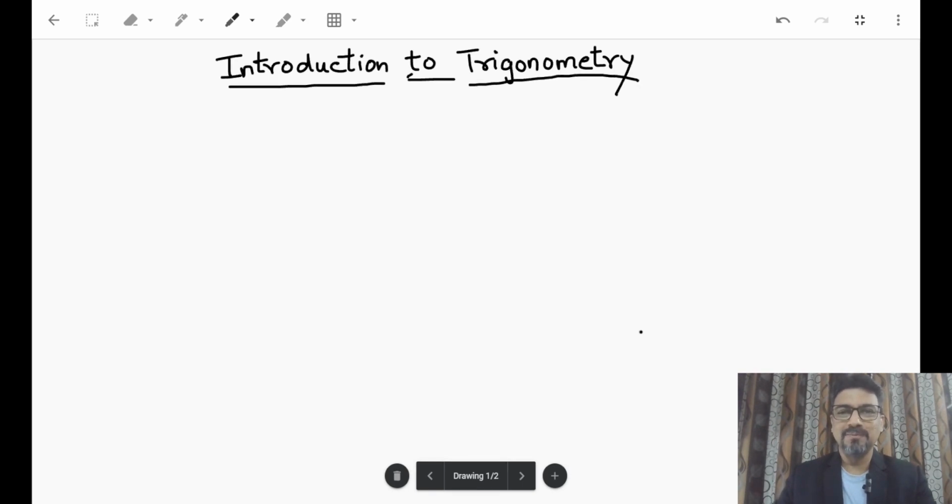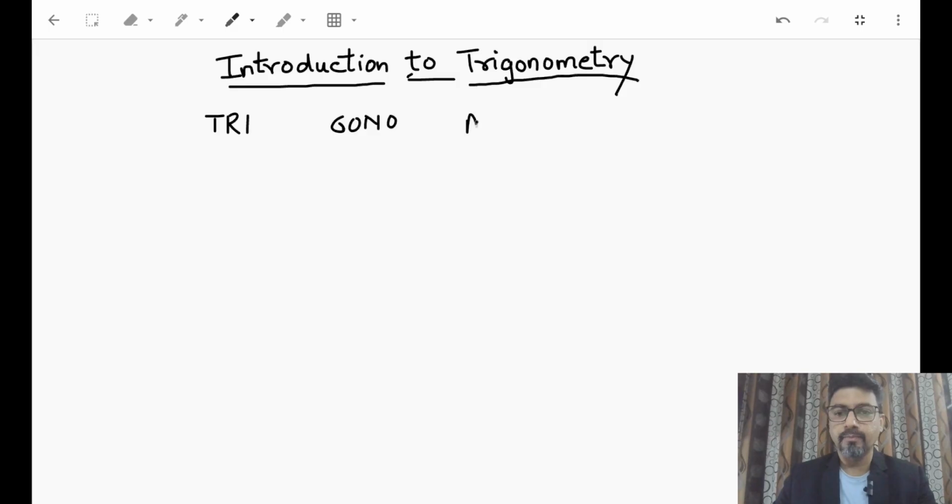Hello students. Today, let us take up the topic of Introduction to Trigonometry. Before we start the topic of trigonometry, let us understand the meaning of the word trigonometry. The word trigonometry can be broken down as tri, gona, and metron. Now, let us understand the meaning of each word to understand the combined meaning of trigonometry.